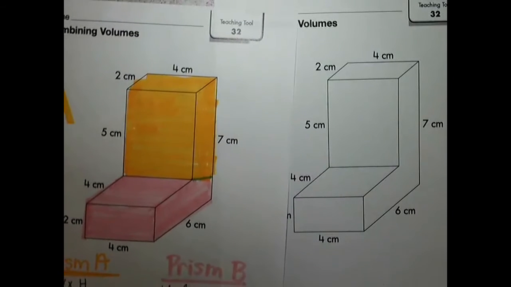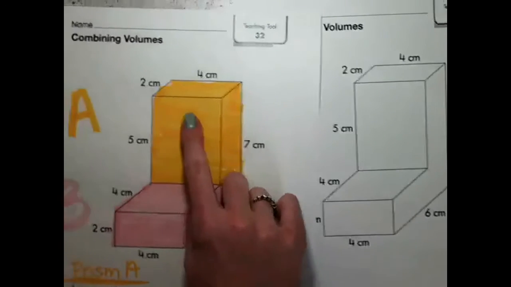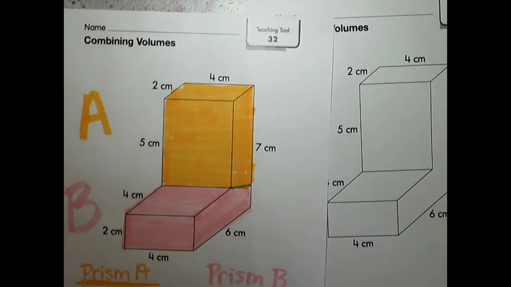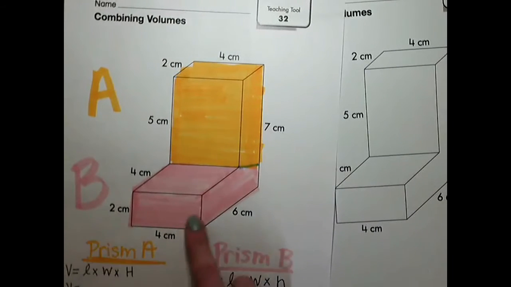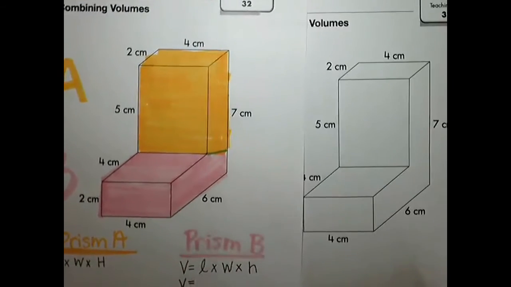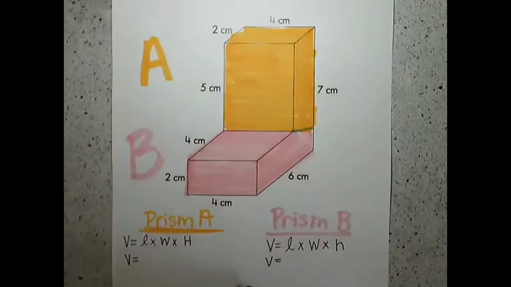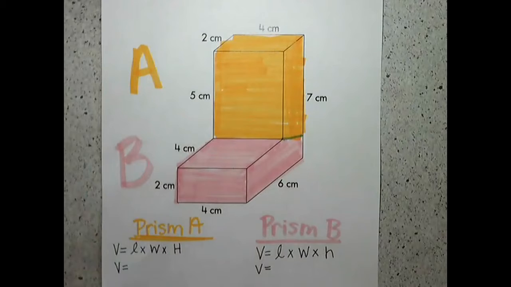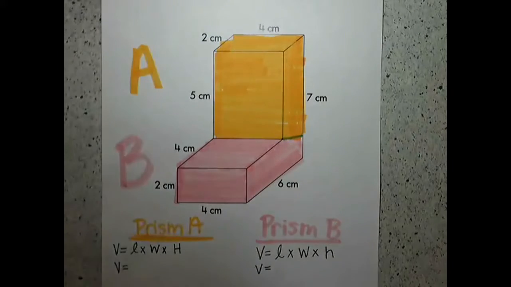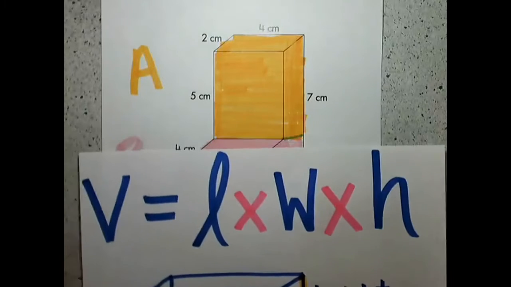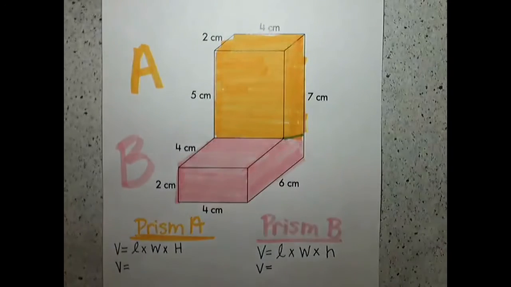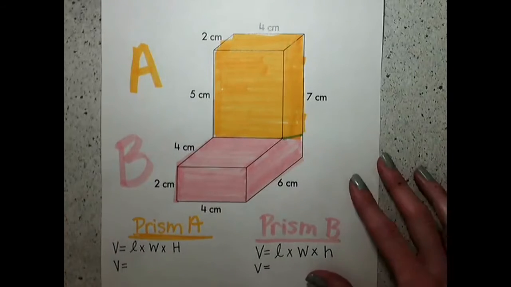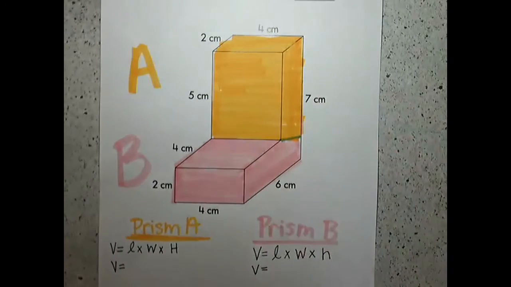If you notice, I highlighted this top prism, we'll call it prism A, in yellow. Then I highlighted this bottom prism, which will be prism B, in pink. The next thing I'm going to do is find the volume of both prisms. I do that the same way as yesterday's work, using our formula, length times width times height. Only this time, instead of one shape, I need to find it for both of my prisms.